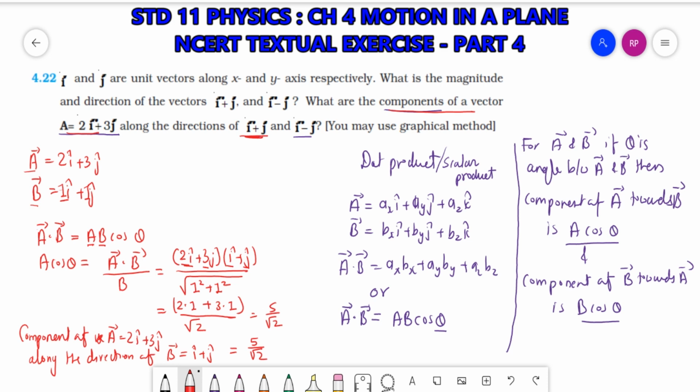Now, one more question. You also have to find the component of vector A along the direction of i minus j. This I am giving you to solve yourself. Take this vector C as i minus j. Then find the component of A in the direction of C. So this will be A dot C equal to AC cos theta. So it will be 2 into 1 plus 3 into minus 1, so minus 1 upon root 2. This I am giving you to solve by yourself. So this was about 4.22. Just note it down and complete the last part by yourself.